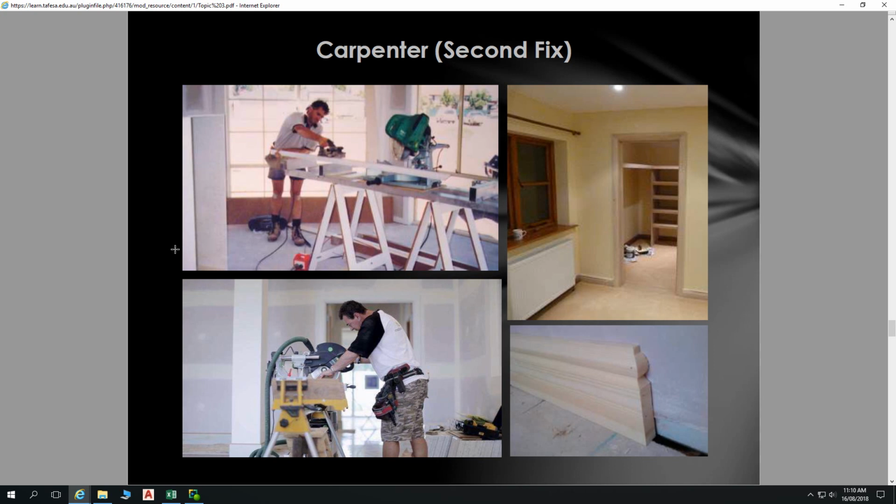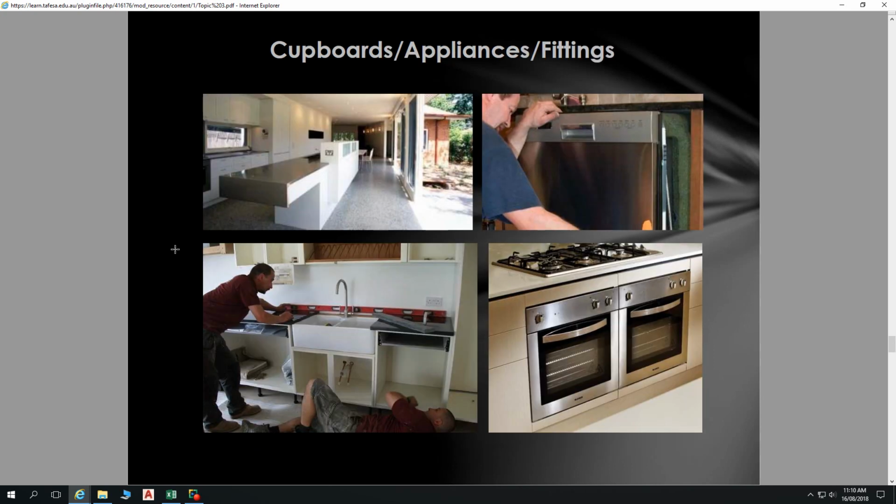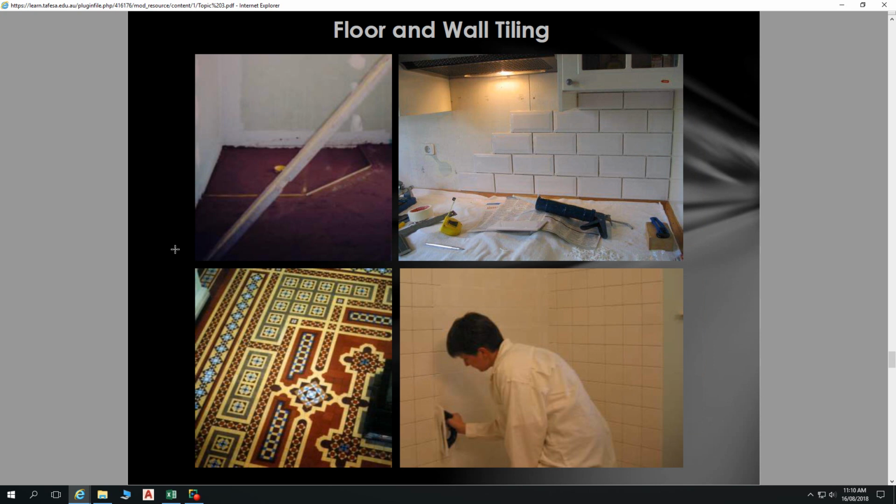Then second fix carpentry, so all your skirtings and architraves, etc. And then cupboards, appliances. Floor and wall tiling follow on. This is our waterproofing that somebody mentioned earlier on.